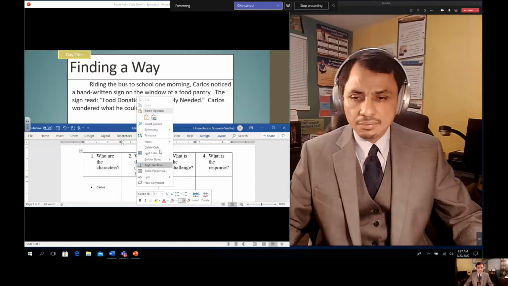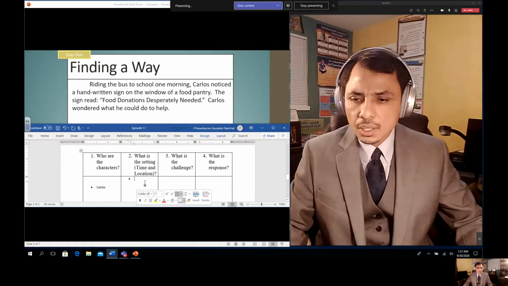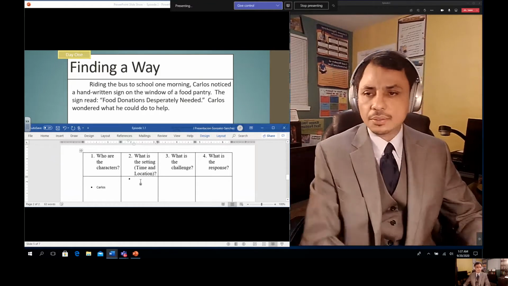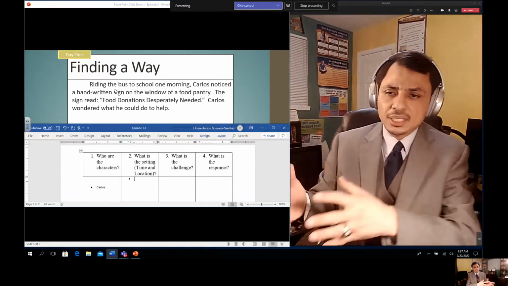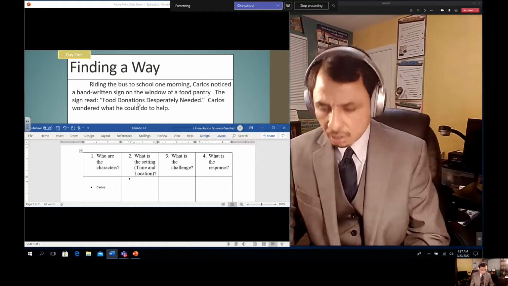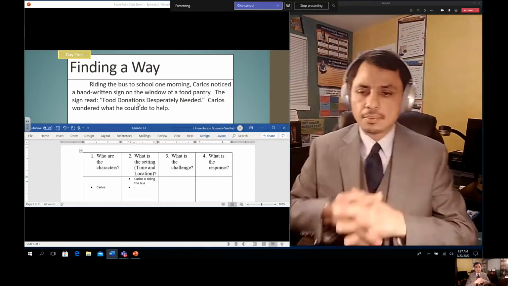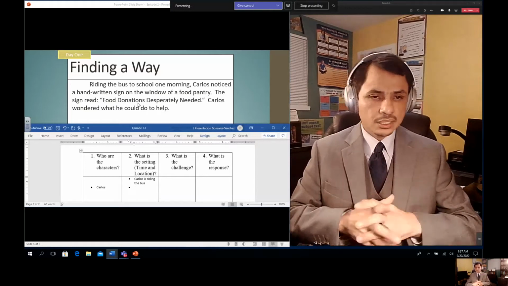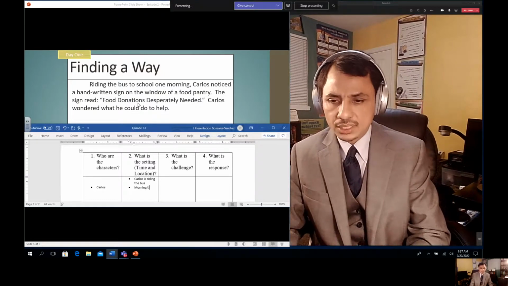We move on to question number 2. And once again, we are having our students write bullet points and not complete sentences. What is the setting? Is there a setting being introduced to the reader in paragraph 1? Here we can interpret the bus ride as a setting. So I will encourage our students to write down, Carlos is riding the bus. And also, we have a time frame. We know that is morning time. So we can write that down also, morning time.